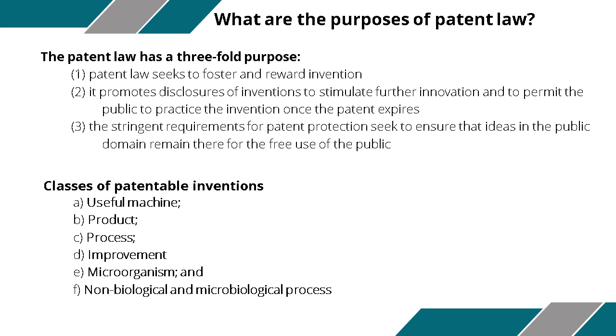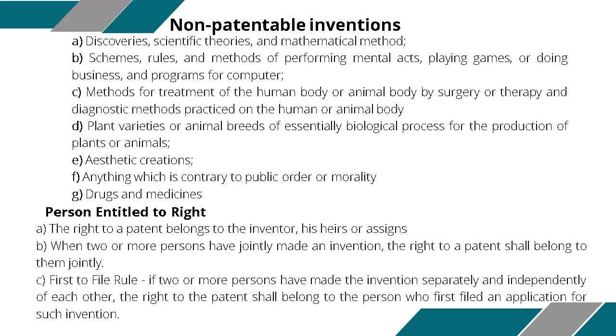Now, what are the classes of patentable inventions? 1. Useful machines, product, process, improvement, microorganisms, and non-biological and microbiological processes. What are non-patentable inventions? Take note of this. Discovery, scientific theories, mathematical method. What else? Schemes, rules, and methods of performing mental acts, playing games, or doing business, and programs for computer. These are not patentable inventions. Methods for treatment of human body or animal body, for surgery or therapy, and diagnostic methods practiced on the human or animal body. D. Plant varieties or animal breeds or essentially biological process for the production of plants or animals. E. Aesthetic creations. F. Anything which is contrary to public order or morality. And drugs and medicines.